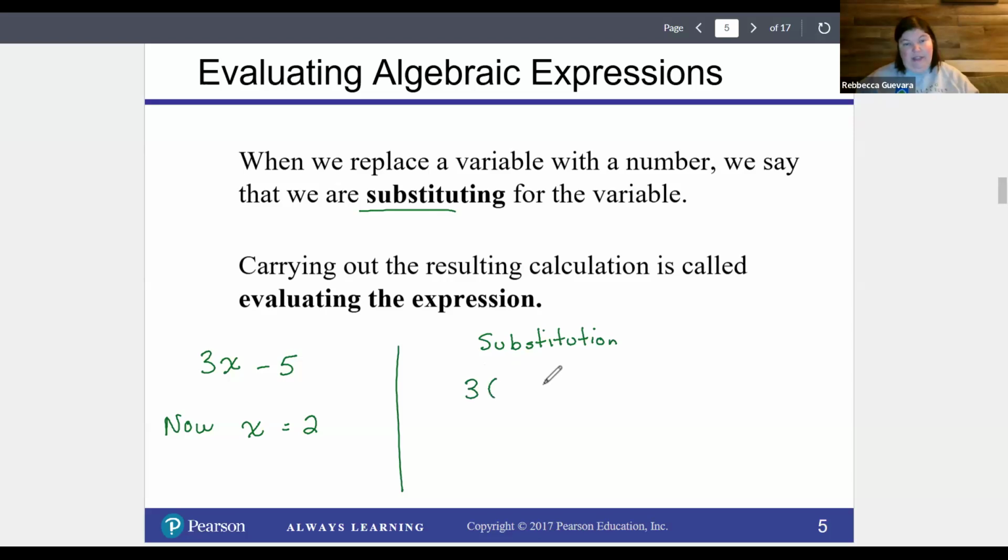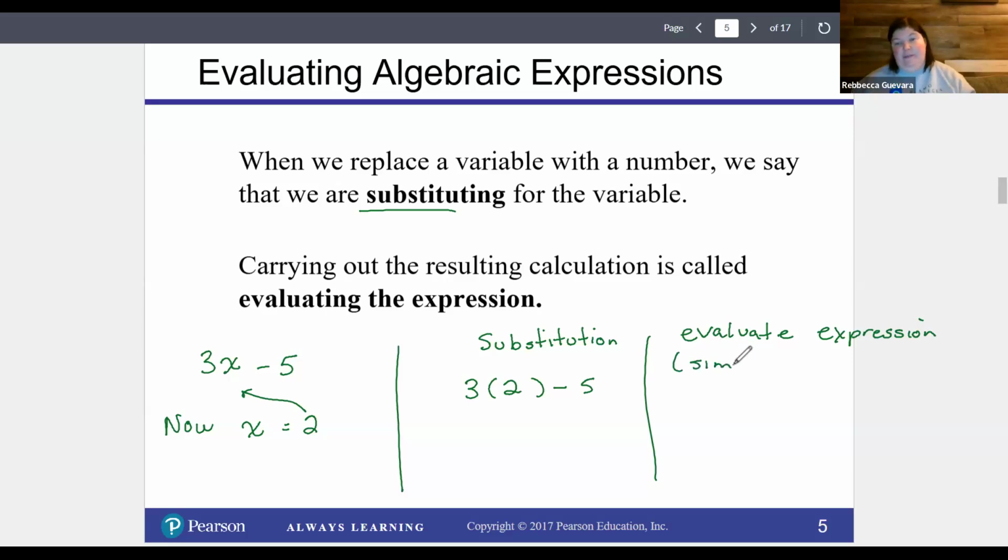I'm going to take that 3, and where I had an x, I'm going to substitute that 2 back in, because the other thing we know that x can be is 2. That is all we mean by substitution. Now, if I want to evaluate the expression, that is the equivalent of saying we are just going to simplify.